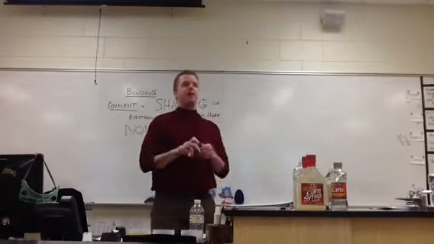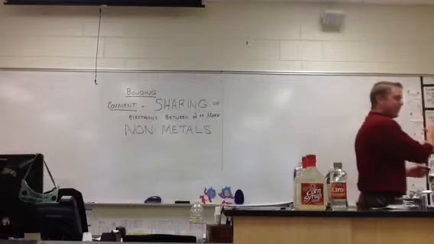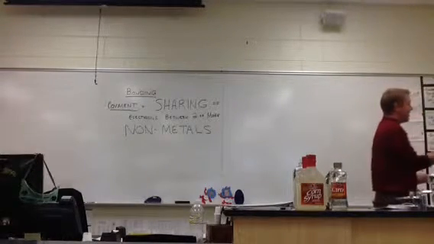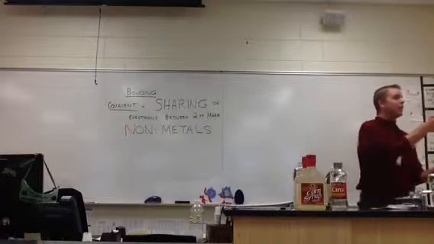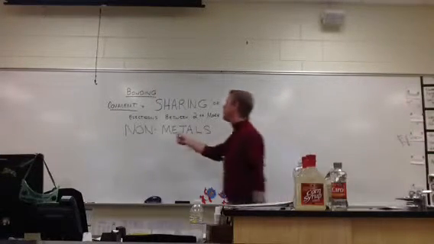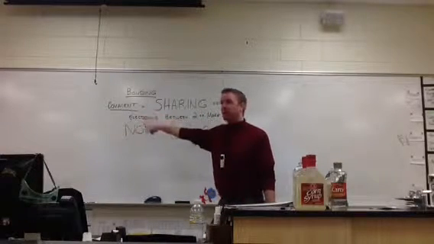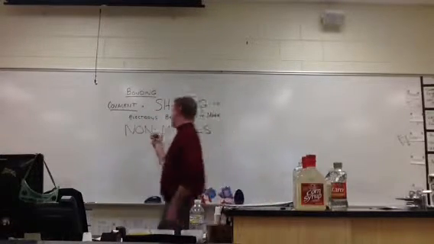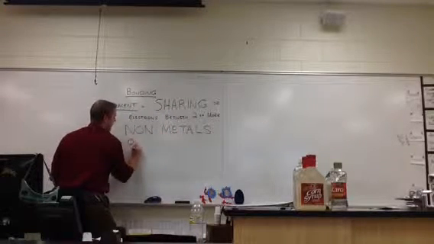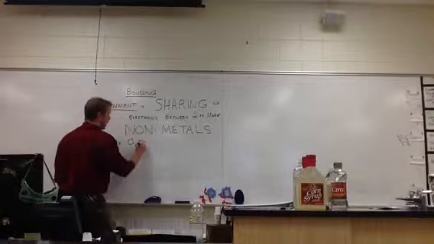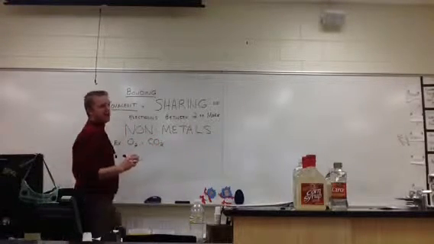Meaning, where are they located on the periodic table? To the right of that little staircase. To the left are my metals, right? My nonmetals are to the right. And you gotta have both of them as nonmetals in order to do covalent bonding. Okay? They share electrons. An example of this is something like O2, oxygen. Or another example is CO2, carbon dioxide.